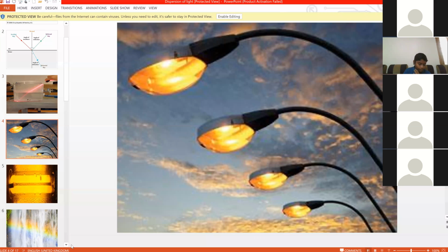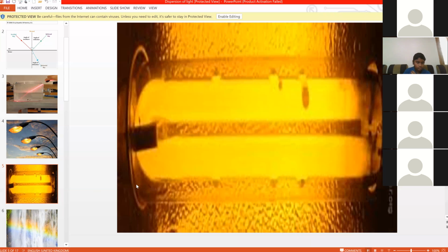This is a sodium vapor lamp, where yellow light is used. These are called sodium vapor lamps, which are used as street lights on highways or somewhere like that. This is the light which is present inside it. This is the tube. This light is called yellow light. This also, when it is refracted, will not split into VIBGYOR or different colors. It will be there in yellow color only.